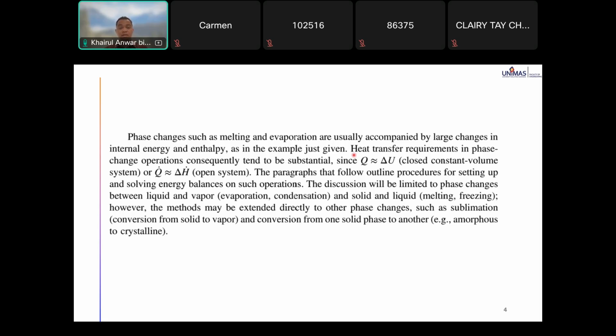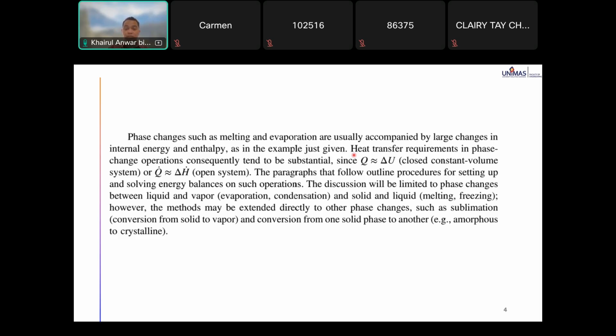Phase changes such as melting and evaporation are usually accompanied by large changes in internal energy and enthalpy. As in the example just given, heat transfer requirements in phase change operations consequently tend to be substantial, since Q is equal to delta U for a closed constant volume system, or approximately delta H for an open system. The paragraphs that follow outline procedures for setting up and solving energy balances on such operations.